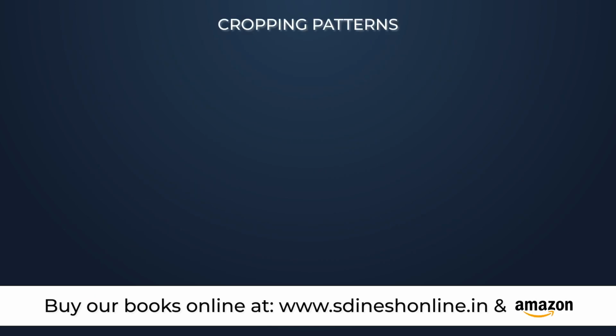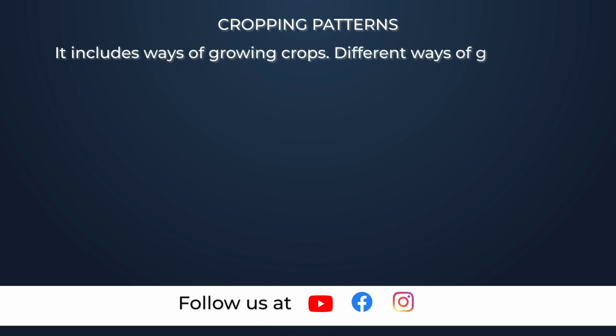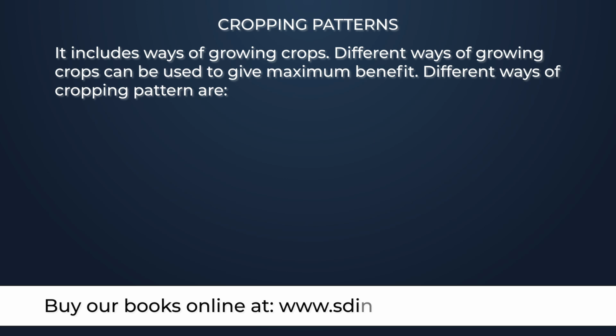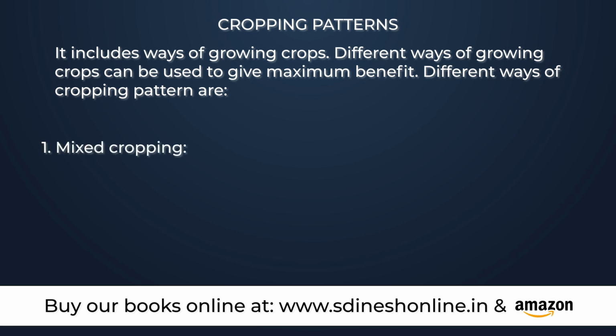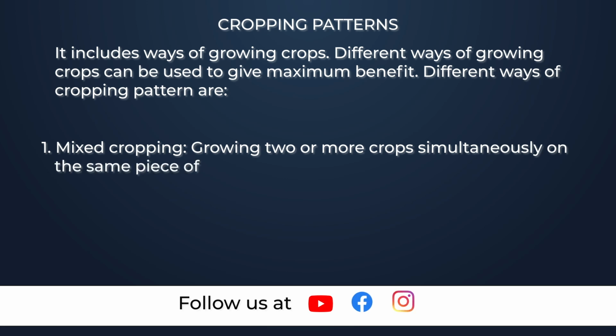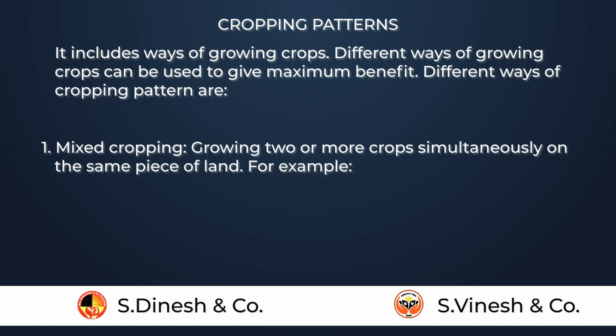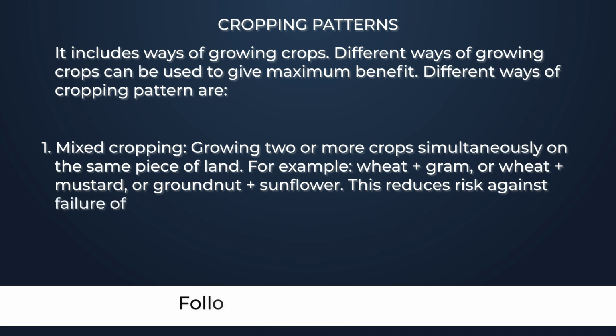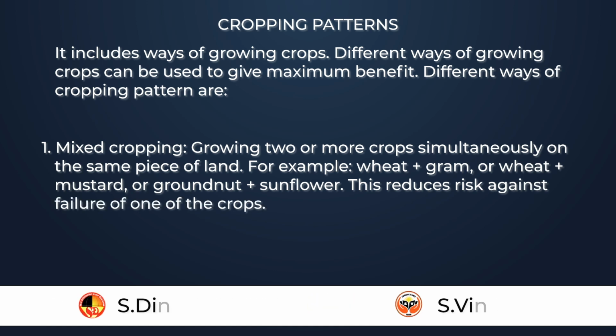Cropping patterns. It includes ways of growing crops. Different ways of growing crops can be used to give maximum benefit. Different ways of cropping pattern are: mixed cropping, growing two or more crops simultaneously on the same piece of land. For example, wheat plus gram or wheat plus mustard or groundnut plus sunflower. This reduces risk against failure of one of the crops.